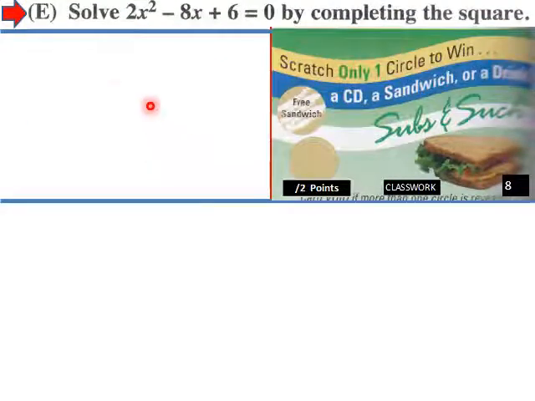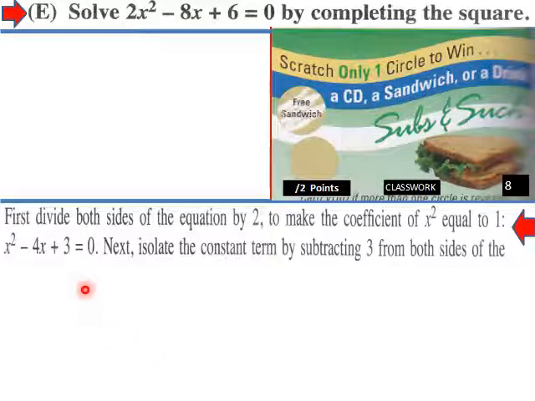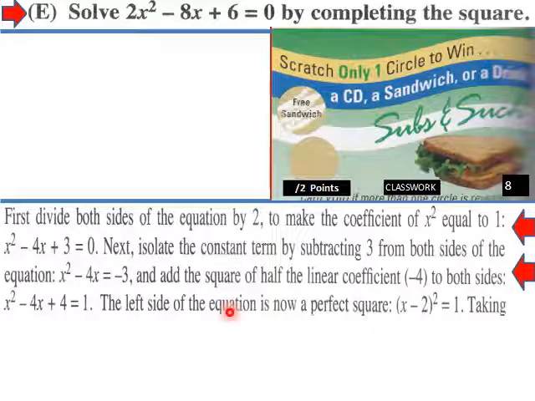Okay, moving on to our next example, E. Solve 2x squared minus 8x plus 6 equals 0 by completing the square. So first divide both sides of the equation by 2. We need to get this down to 1 here to make the coefficient of x squared equal to 1. x squared minus 4x plus 3 equals 0. Next, isolate the constant term by subtracting 3 from both sides of the equation. So we have x squared minus 4x equals negative 3.